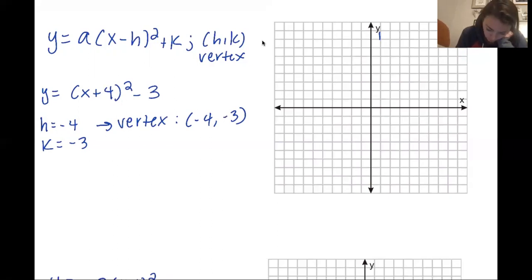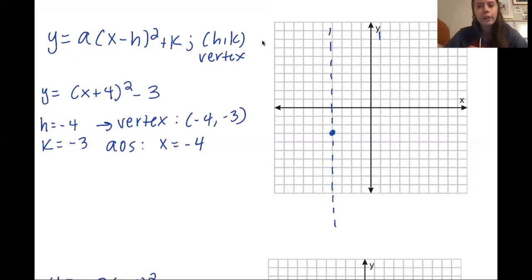1, 2, 3, 4, 1, 2, 3. That's right here, and this is where my vertex is. And then the axis of symmetry always goes through our vertex. So the axis of symmetry is going to be x equals -4. And again, this splits our graph in half, where it's a mirror. So we have 1 point, but to accurately graph a quadratic, we need 3 points.